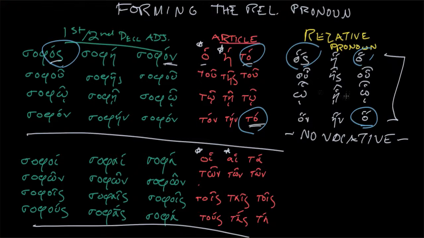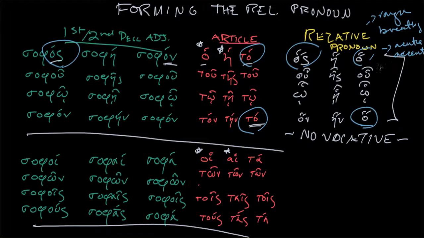But otherwise, it's predictable. But what has changed consistently? Well, we always have now rough breathing on all forms. And note that we also now have, as opposed to these forms of the article, an acute accent.